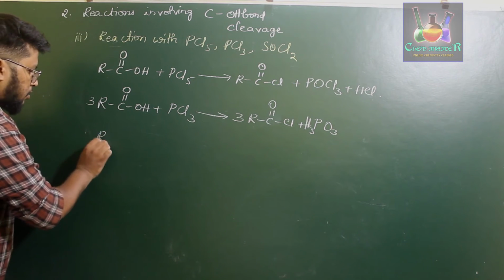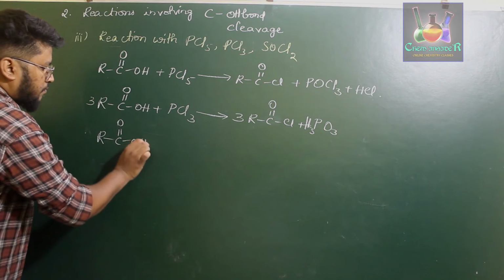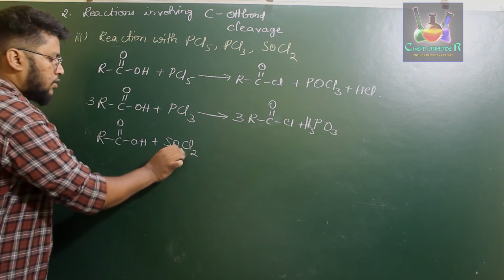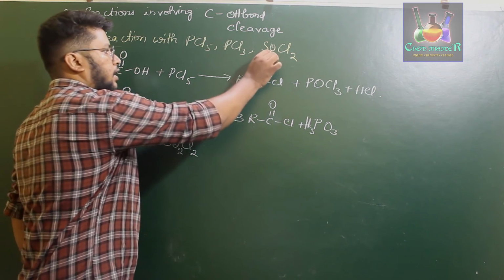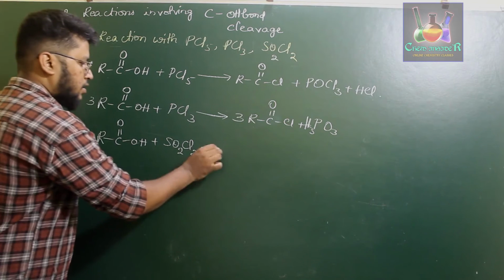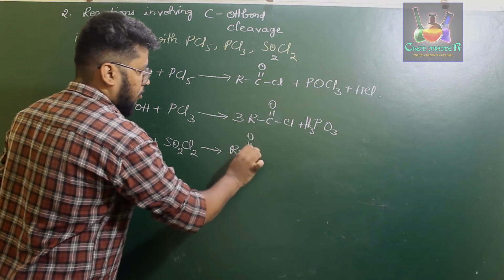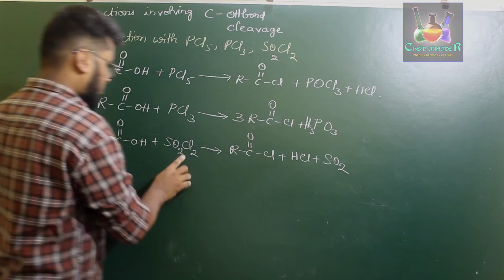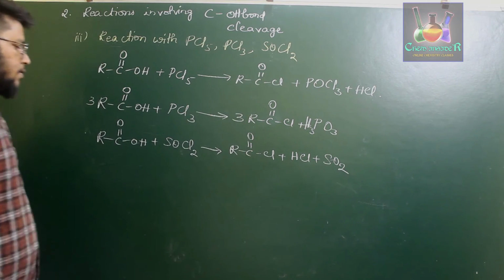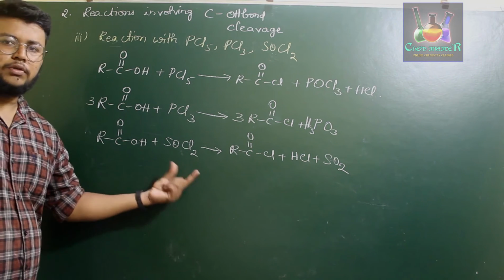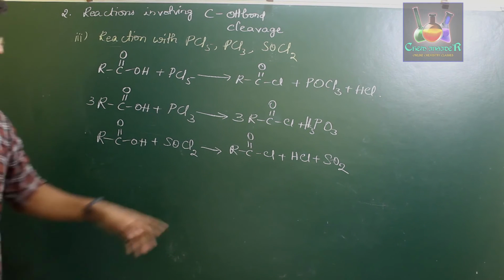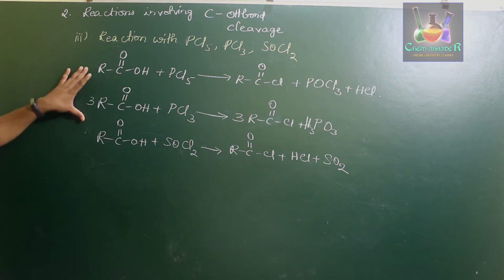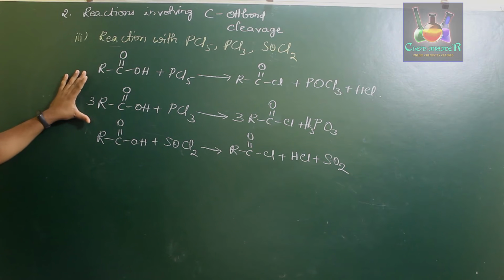Similarly, when you treat carboxylic acid RCOOH with SOCl2, that is the thionyl chloride, it forms RCOCl, HCl, and liberation of SO2. So when you treat carboxylic acid with SOCl2, it undergoes reaction to form RCOCl, HCl, and the liberation of sulfur dioxide gas. These are simple reactions which are quite similar to the reaction of alcohols.